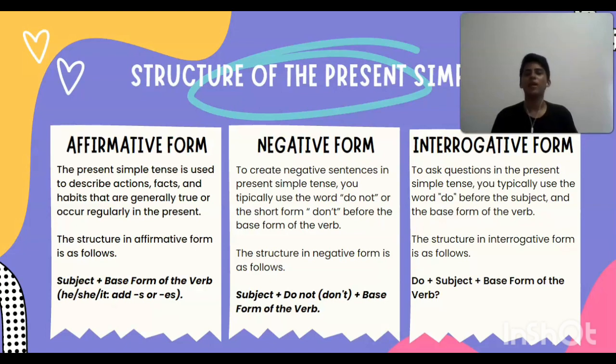In the negative form, to create negative sentences in present simple tense, you typically use the word do not or the short form don't before the base form of the verb.